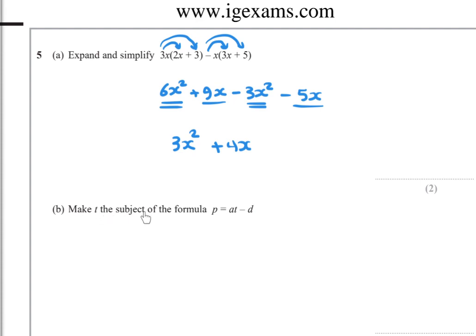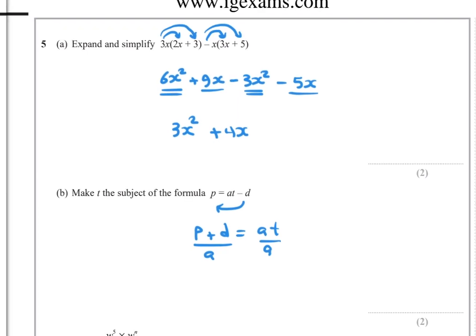b, make t the subject of the formula b equals at minus d. Transpose negative d to the other side, so b plus d equals at, then divide by a, so t equals b plus d over a.